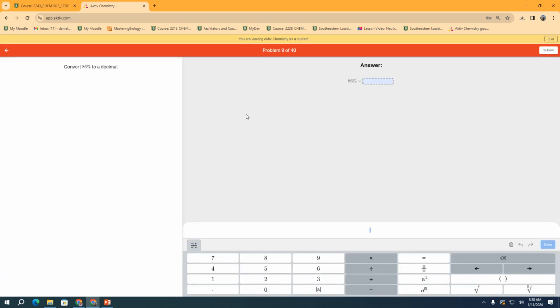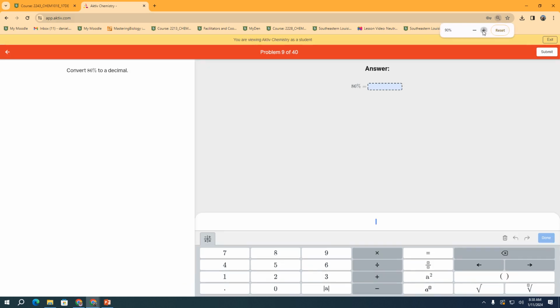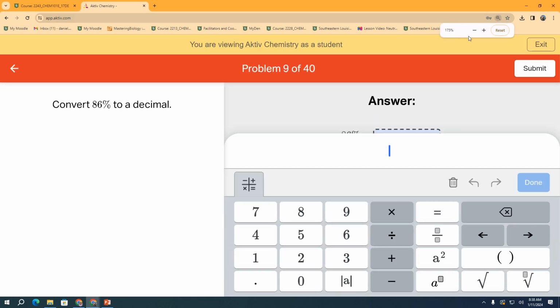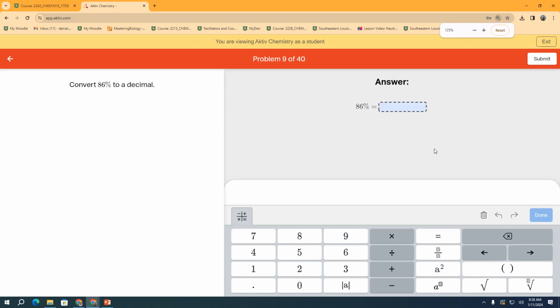I don't know if it's going to be the same number 9 for you. And let me see if I can zoom in a little bit. It's not letting me zoom. All right, let's try this. All right. So going in, zooming in on this, the question says convert 86% to a decimal.